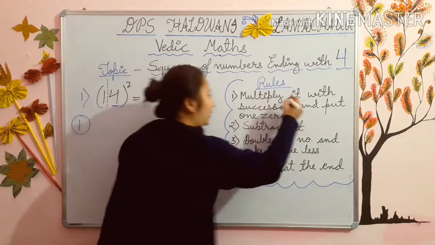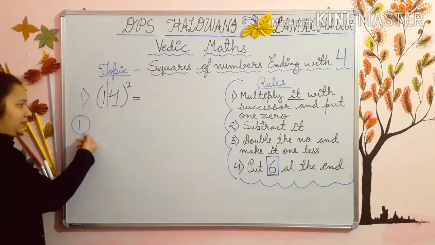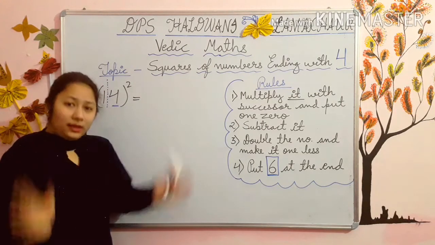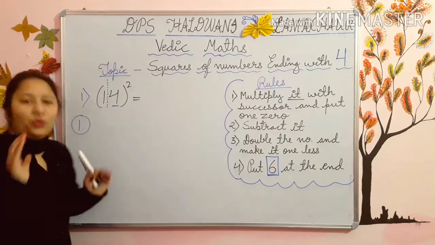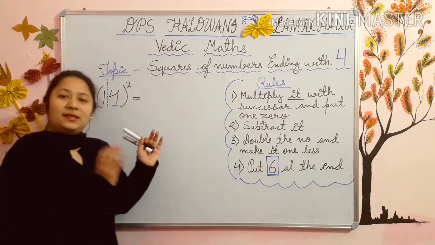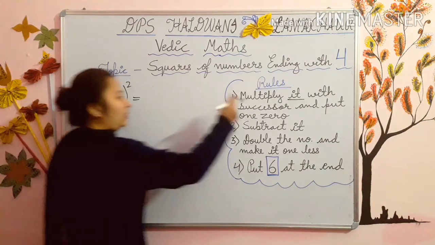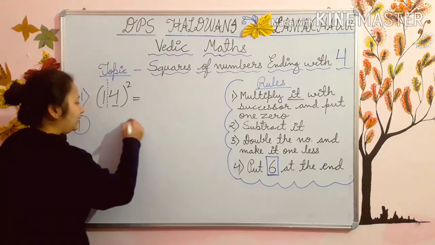Now, can you see here, it means this number, the pending number. As I have told you, all the calculations we will do with this pending number only. That means this is the main part of our sum. So first of all, multiply it with successor. Now, do you remember what is successor?